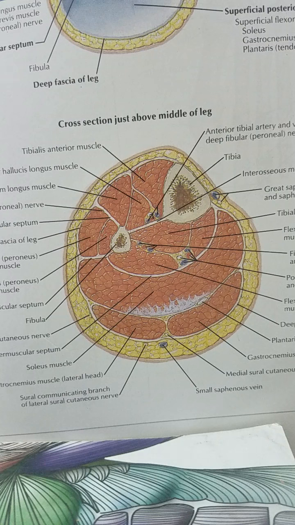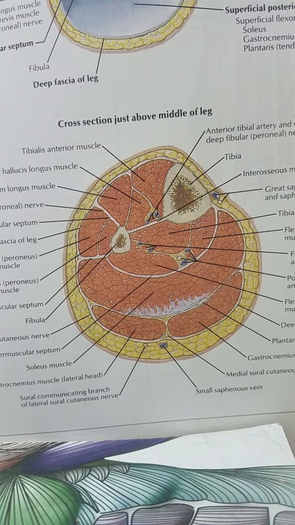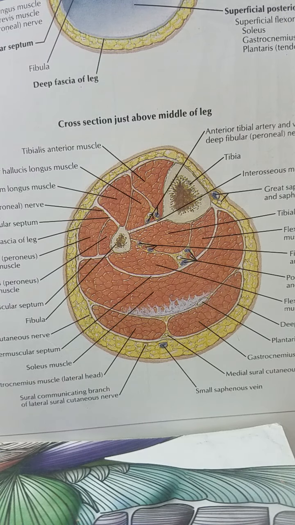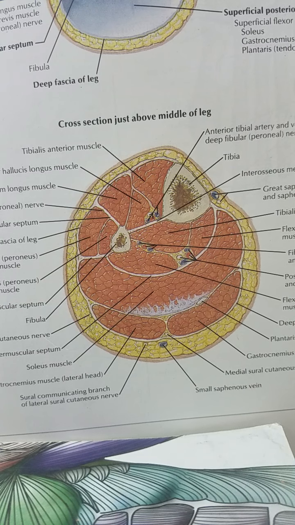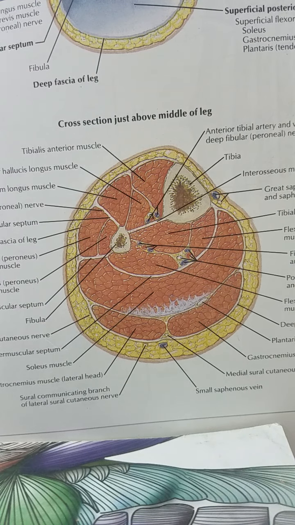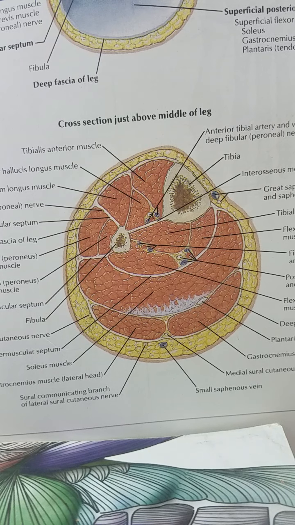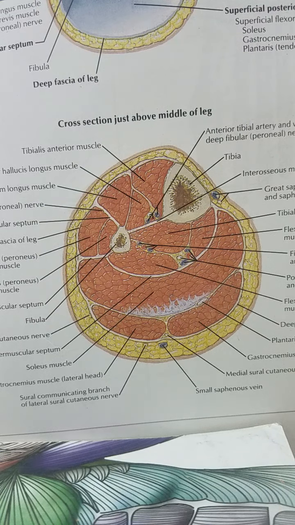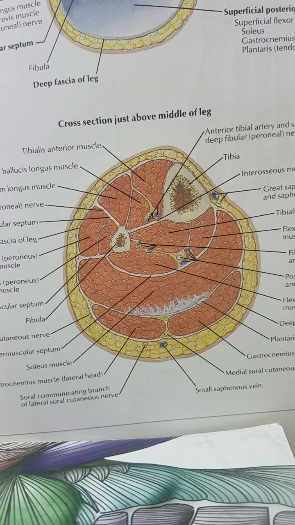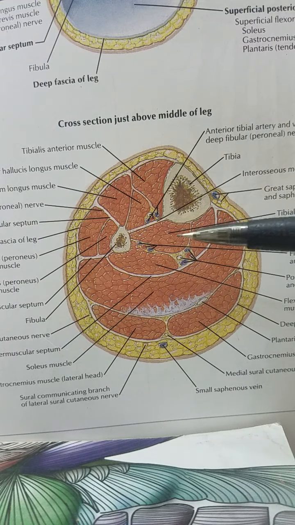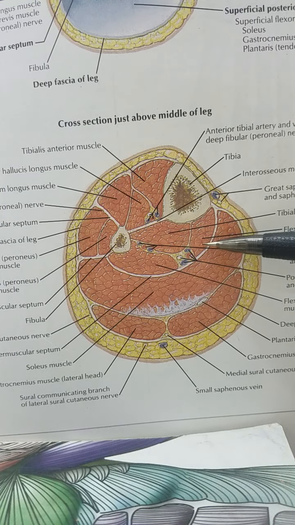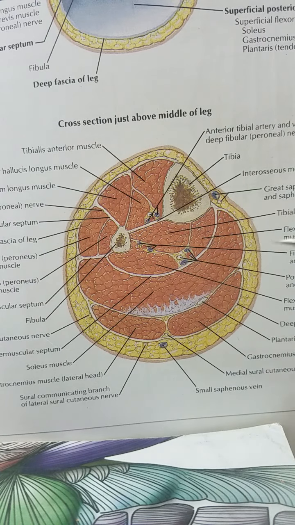Now, the Popliteus muscle is also a part of this deeper subcompartment, but you cannot see it here because the Popliteus is a small triangular muscle, and it is inserted into the upper part of the posterior surface of the tibia, just above the soleal line. So this is a cross section of the leg, just above the middle of the leg. So you can't see the Popliteus in this. So you can only see the remaining three, the tibialis posterior, the Flexor Digitorum longus, and the Flexor Hallucis Longus muscle.